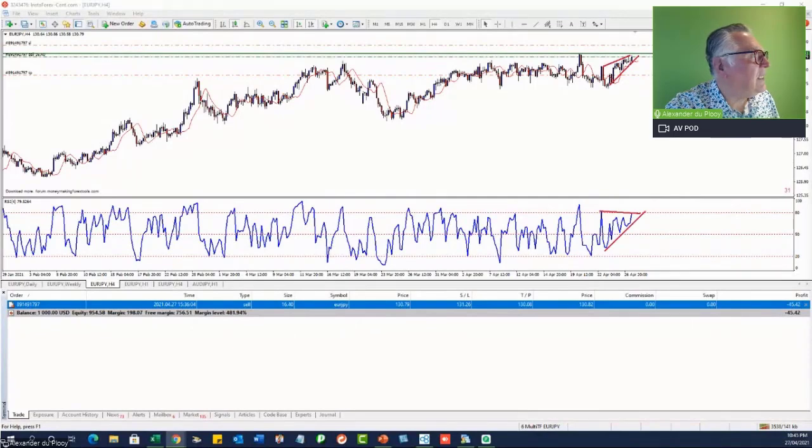Yeah, effectively the euro yen will be making a double top. I think 30 and 70 for the RSI levels are too slack. I use 80, and that's just a personal preference.